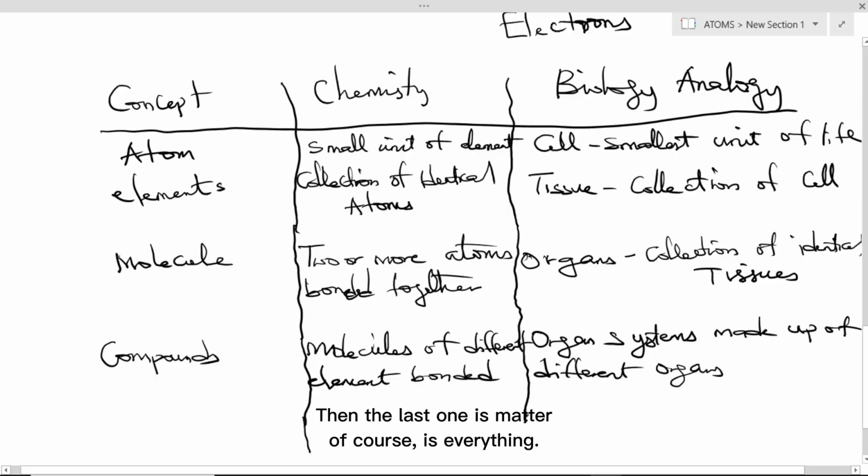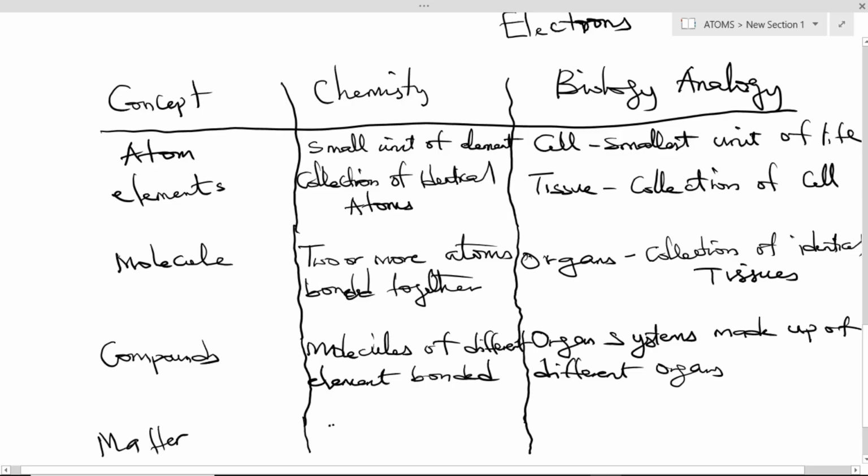Then the last one is matter. Of course, it is everything. Everything that is made up of atoms and compounds. In biology, this is the body that is made up of cells.